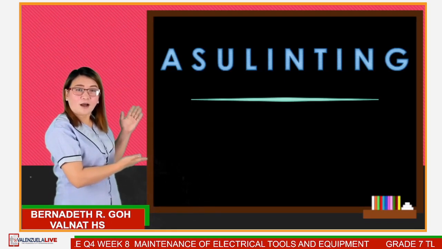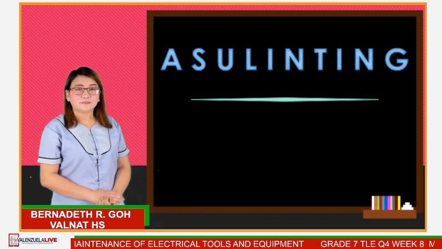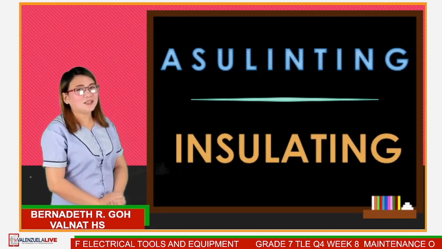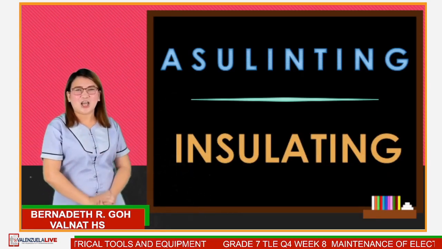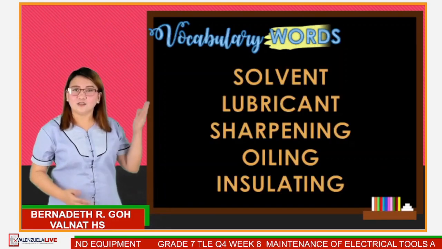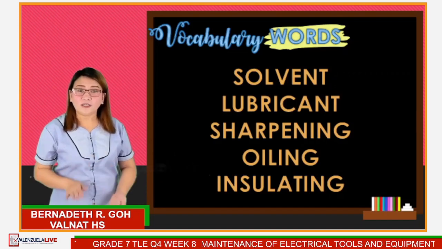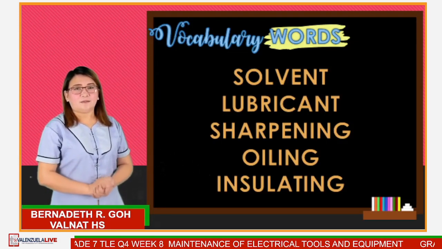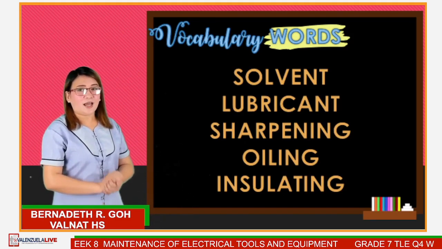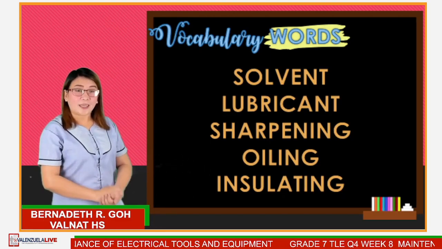Let's have another. Any idea about our last jumbled letters? It's insulating. Thank you for being participative in our activity. So here are the vocabulary words. Solvent, lubricant, sharpening, oiling, and lubricating. All these words will give us the knowledge on how to maintain our electrical tools and equipment.